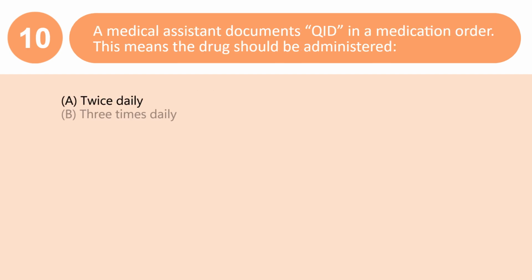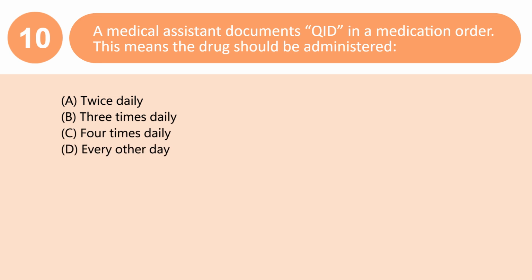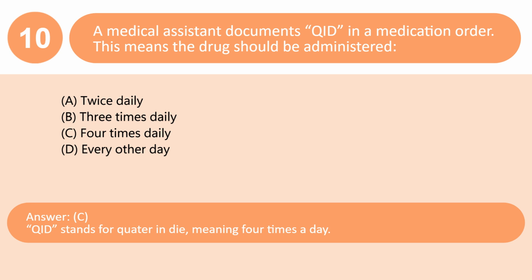A medical assistant documents QID in a medication order. This means the drug should be administered A. Twice daily. B. 3 times daily. C. 4 times daily. D. Every other day. Answer: C. QID stands for quarter die, meaning 4 times a day.